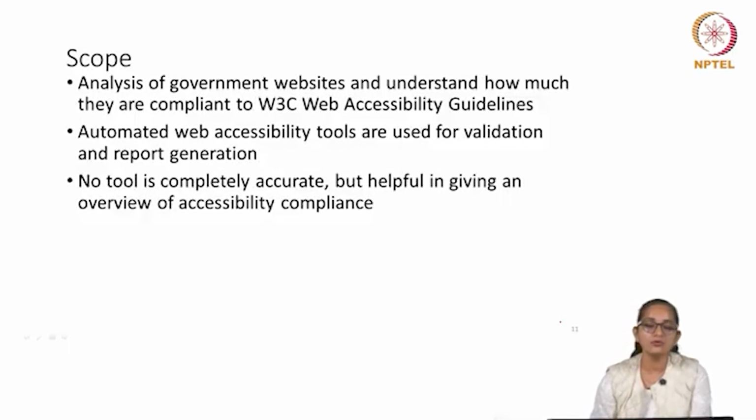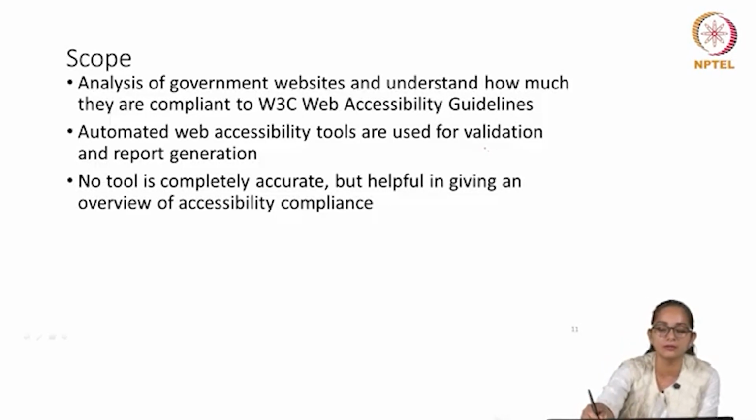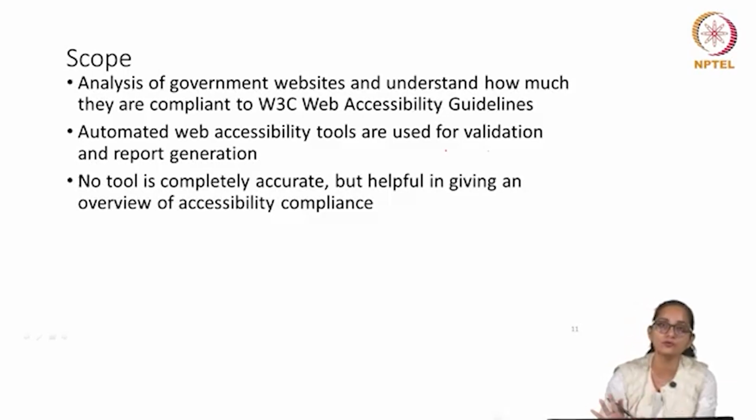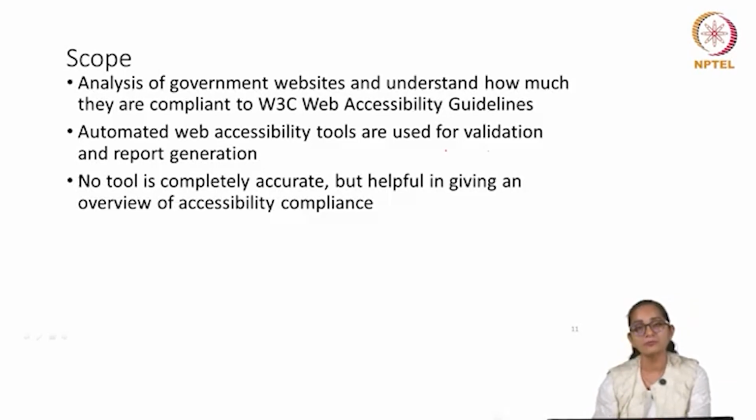So, particularly, we will look at a few examples where government websites were evaluated, whether they are compliant to these guidelines. In these examples, we are only using automated tools for validation and report generation. No tool is completely accurate. So, I think we have discussed the pros and cons in depth, but it helps give an overview of accessibility compliance before diving into an in-depth analysis by a team of expert human evaluators.